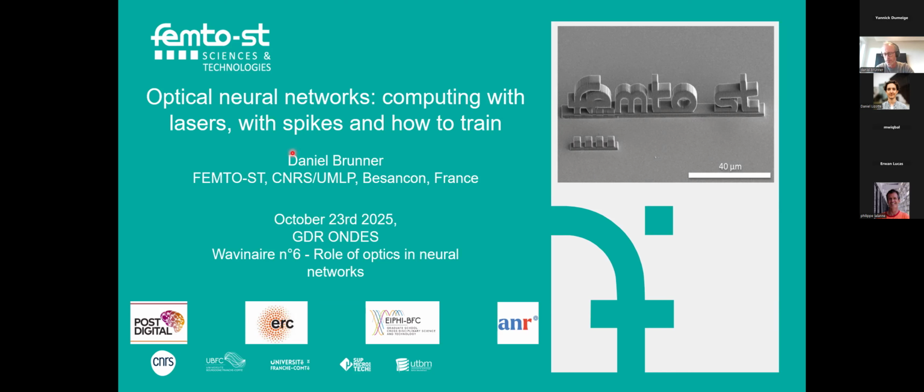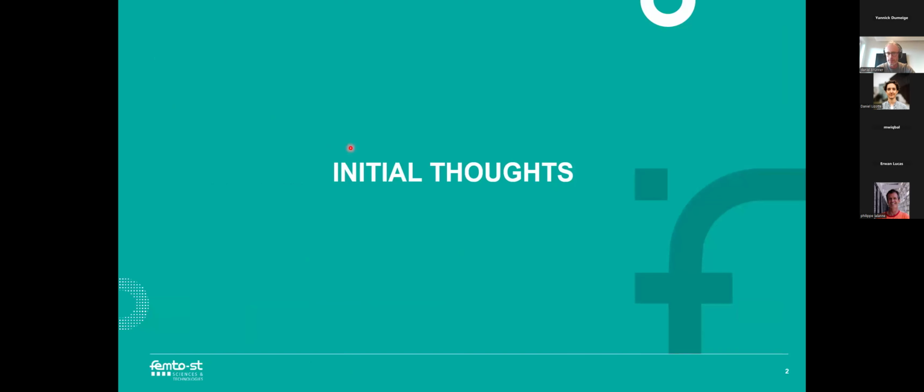We also do quite a bit of work in 3D integration because I think one of the big insights in the field in the past years is that the classical integration approaches simply do not reach the size that is required to challenge GPUs, but in general to reach system sizes that become really relevant for applications. So I will start with some initial thoughts.